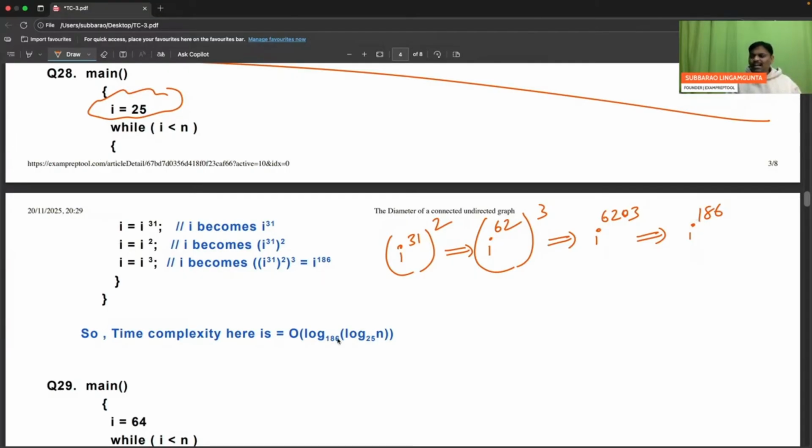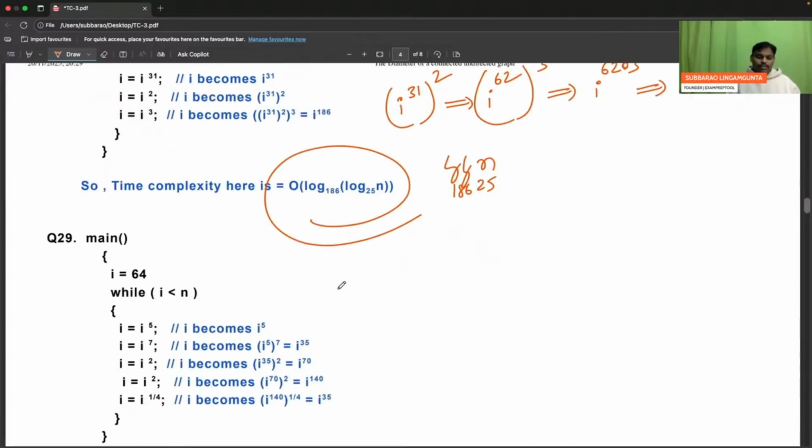So the answer is log n, as everyone knows. The inner base is, remember, the starting one, this 25. The outer base is the power person. The power is this 186. This is the answer. Question number 28 is also done. Can you go to question number 29?